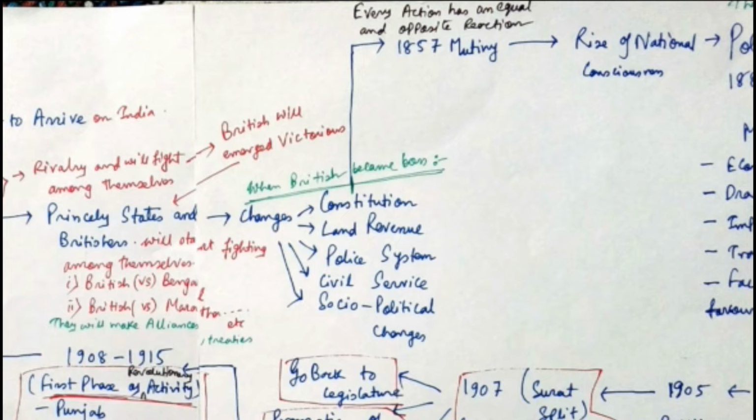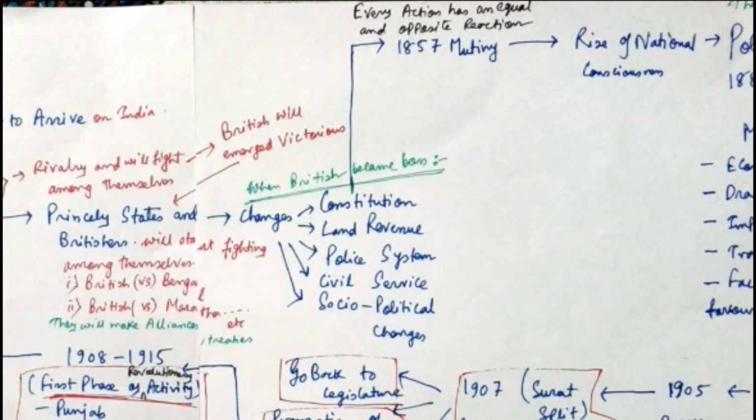In this way they will try to manage the war, alright. In some cases they will annex as well. So in this way they will capture most of the Indian territories, and then they will make some changes, having become the boss of India, alright. They will make constitutions, land revenue policies, a police system, a civil service system, and social and political changes, alright.